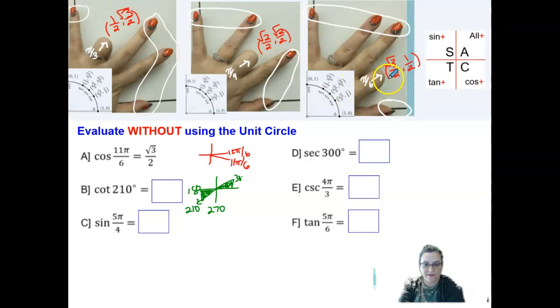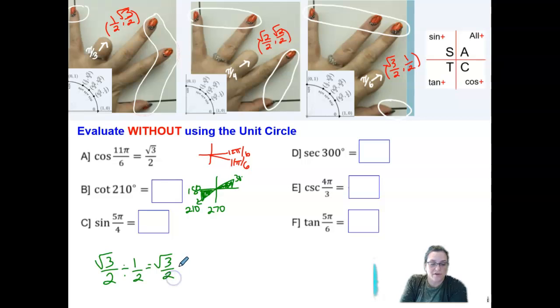So when I bend that finger, my coordinate is root 3 over 2, comma 1/2. Cotangent is the cosine divided by the sine. So I'm going to take the cosine, which is root 3 over 2. I'm going to divide that by the sine, which is 1/2. And dividing fractions means to multiply by the reciprocal. So I have root 3 over 2 times 2 over 1. My 2's cancel, and my answer is positive square root of 3. So the cotangent of 210 degrees is root 3.